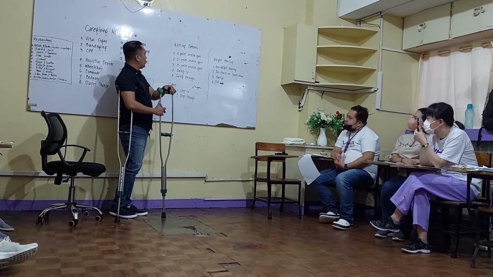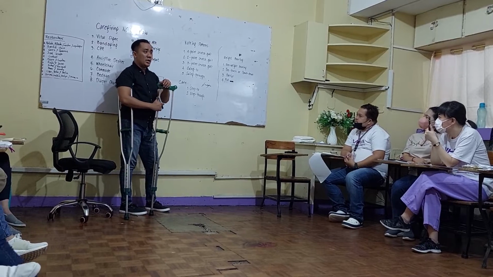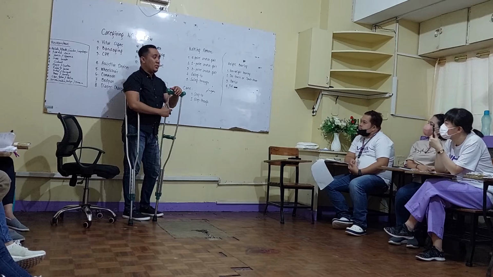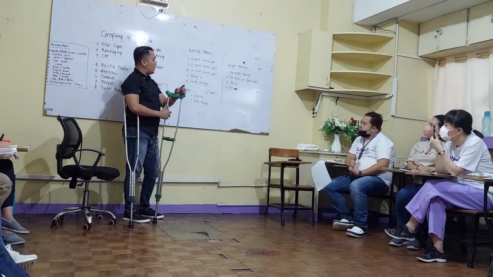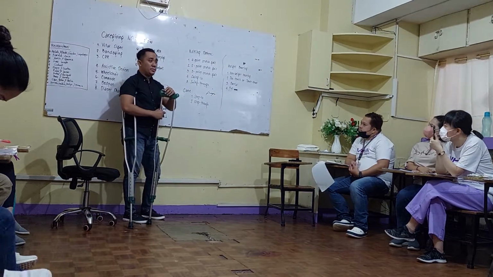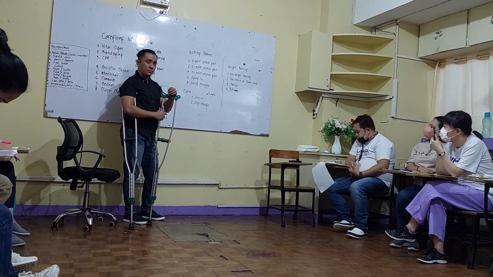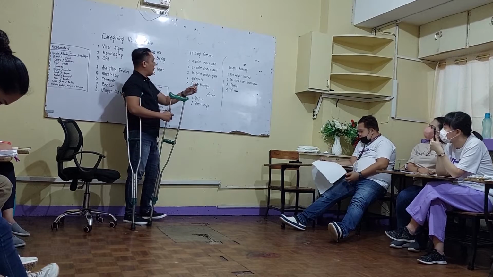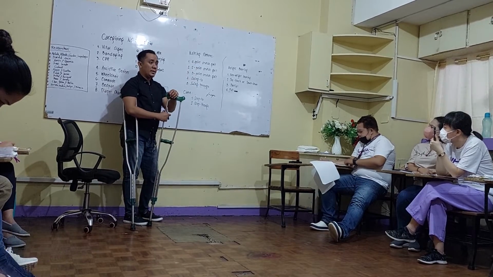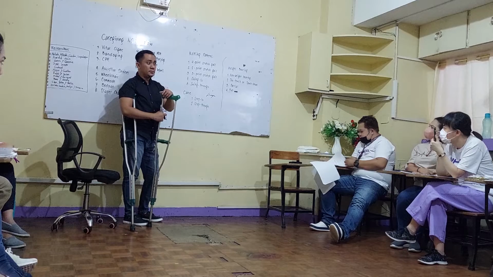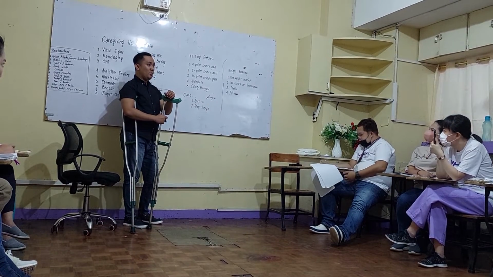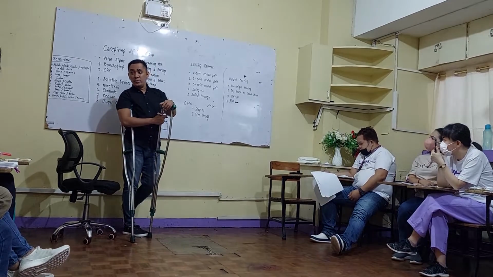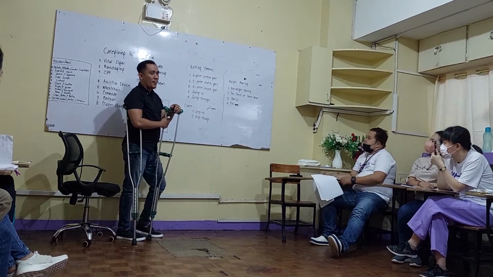Now, for 4-point and 2-point crutch gait, the question is, who is it indicated for? When we say indicated, who are these patients who will be using 4-point and 2-point? Who do you think? Or what is the problem of your patient when they're walking using 4-point and 2-point? Injury? Stroke? Injury. What type of injury? Leg.